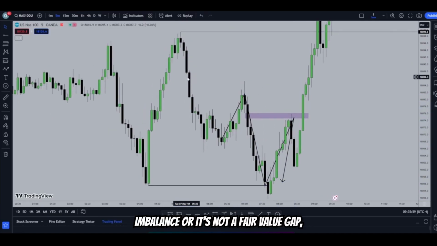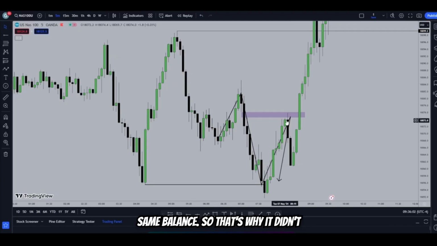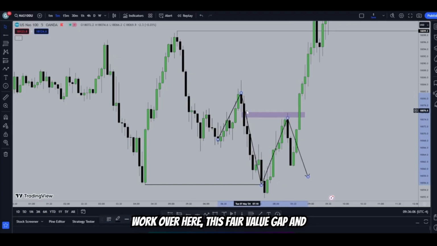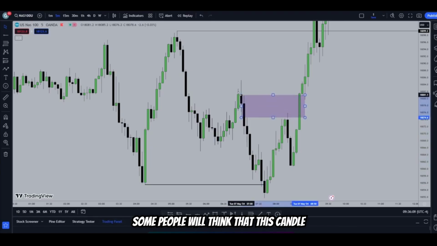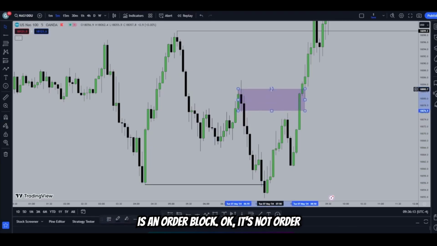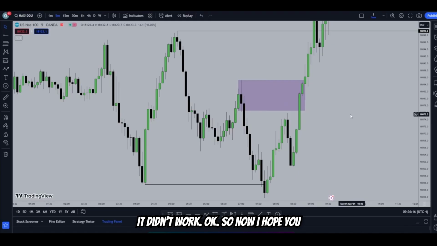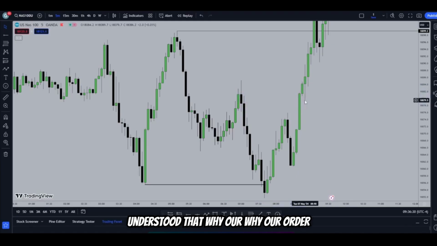So there is no liquidity over here. There was another imbalance, or it's not a fair value gap, it's an imbalance. That's why this fair value gap didn't work, and the order block also didn't work. Some people will think that this candle is an order block, but it's not an order block, it's the supply zone, so that's why it didn't work. Now I hope you understood why your order block and fair value gap don't work.